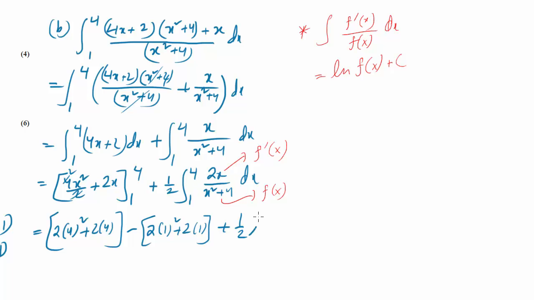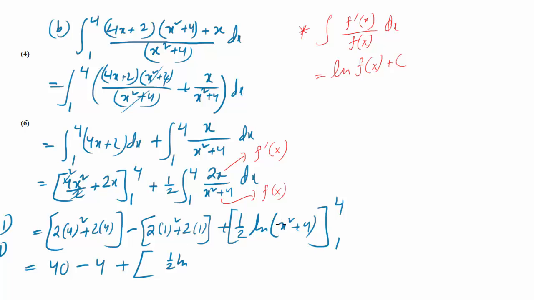This one is going to be ln of fx, so ln of x squared plus 4, and the limit is going to be 1 to 4. So here we have 16 into 2 is 32. 32 plus 8 is 40, minus 2 plus 2 is 4. Now here, if you put 4 over here, it will be half ln of 4 squared, which is 16, 16 plus 4 is 20, minus half ln of 1 squared plus 4, which is 5.